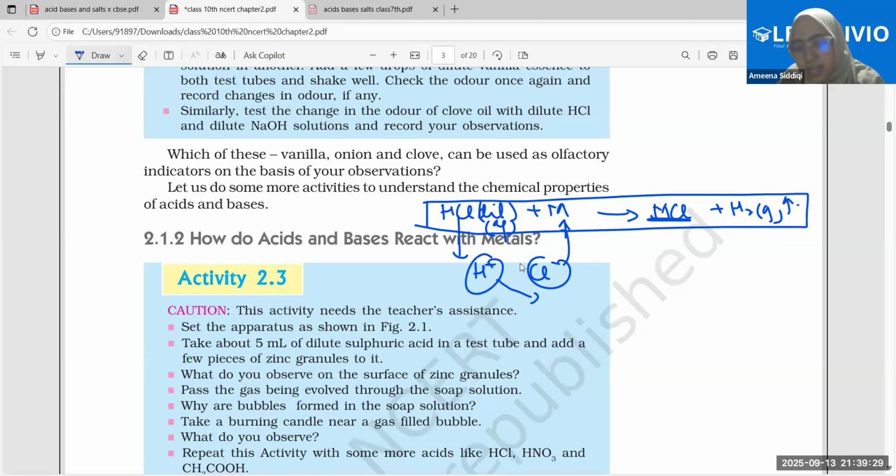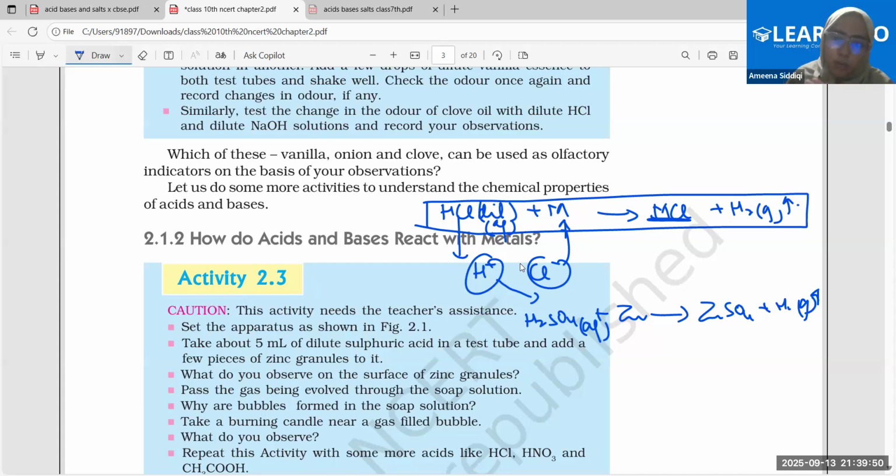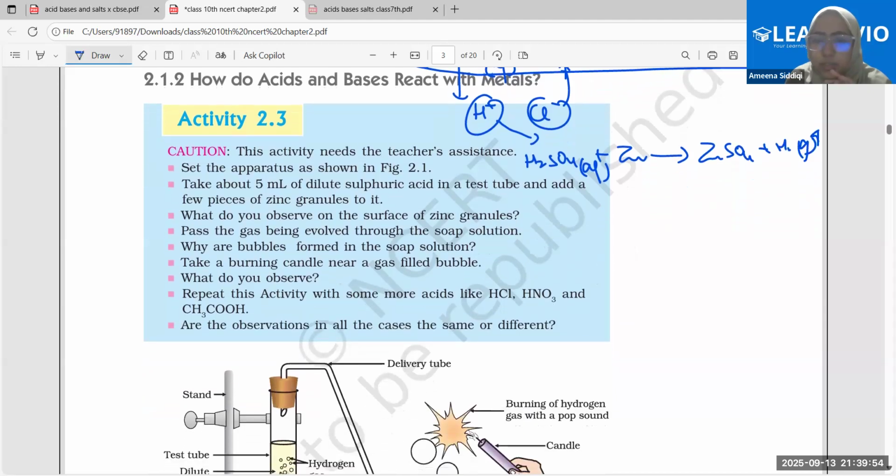So let's take the example of dilute sulfuric acid. Assume that it's the dilute sulfuric acid in the aqueous form, and zinc is the metal. What will be the product here? Zinc sulfate plus hydrogen gas. Now you should be very well aware of how to make the chemical formulas. Zinc with a valency of +2. Fine. So that is all done.